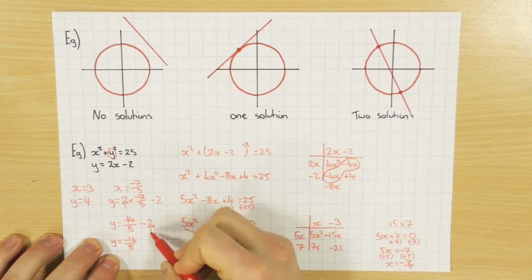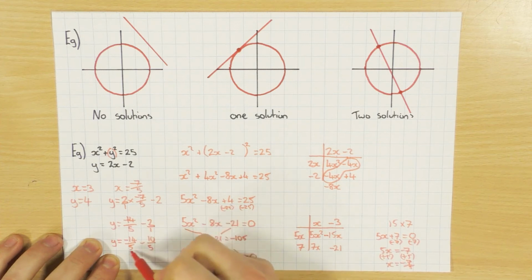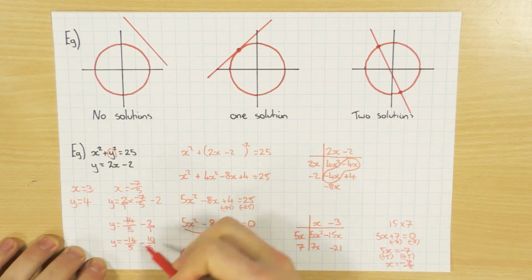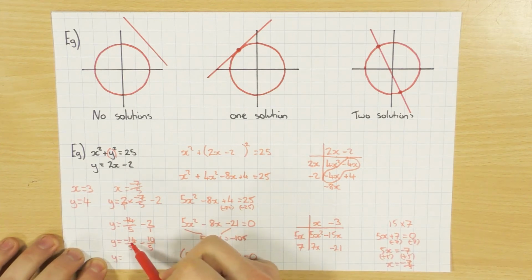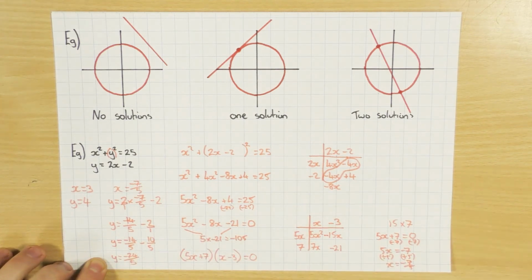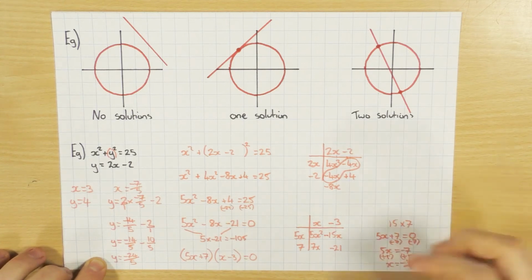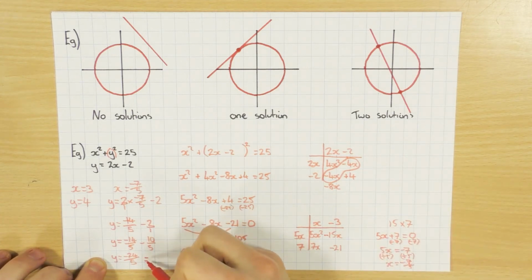I need to times both top and bottom here by 5. So my denominator is now the same. And now I can just take them away. So minus 14 minus 10 gives me minus 24. And of course, my denominators stay the same. So it's minus 24 over 5. By all means, you can change it back to a mixed number if you wish. It's entirely up to you.